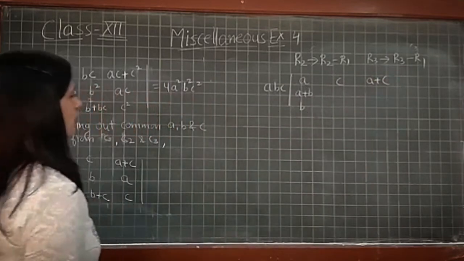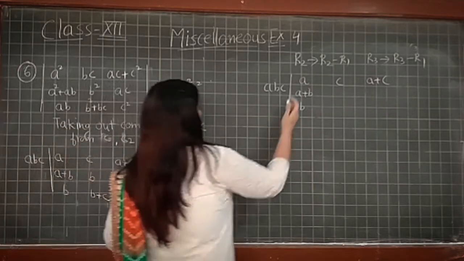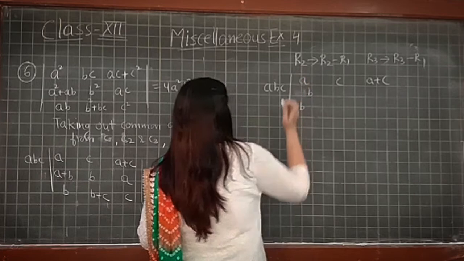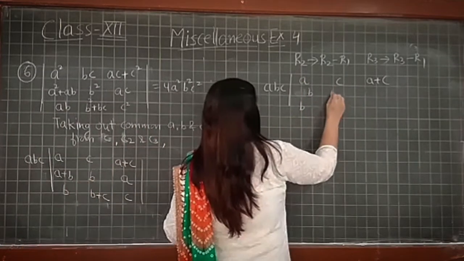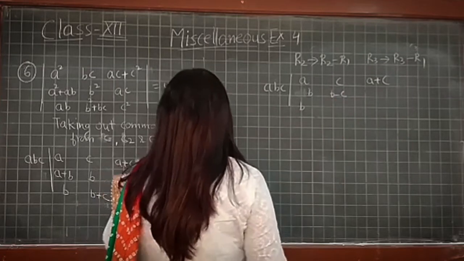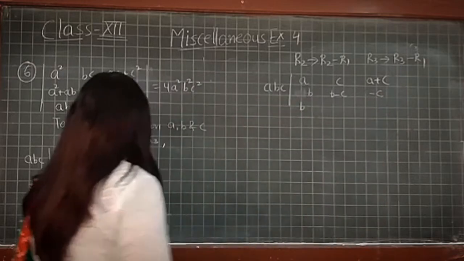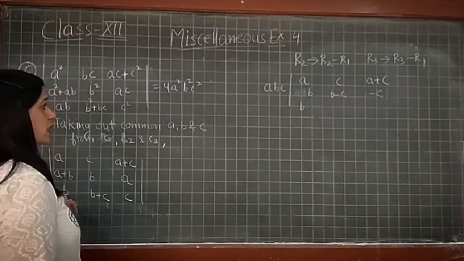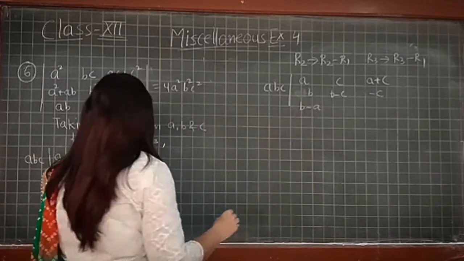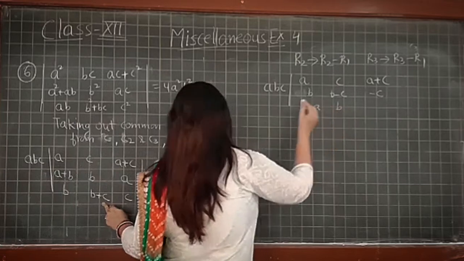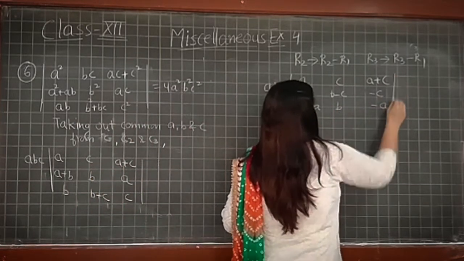Now change R2 to R2 minus R1. So R2 minus R1 will give you B. So this will be only B and this will be B minus C and this will be A minus, this will be minus C. Okay, now changing R3 to R3 minus R1 gives you B minus A, then B, and then C minus A.